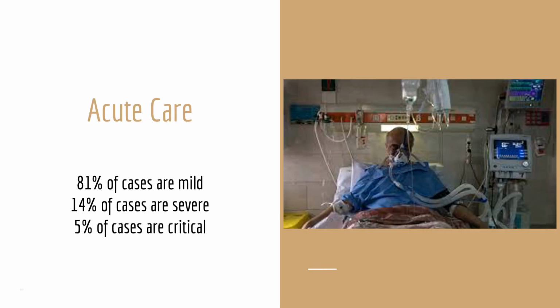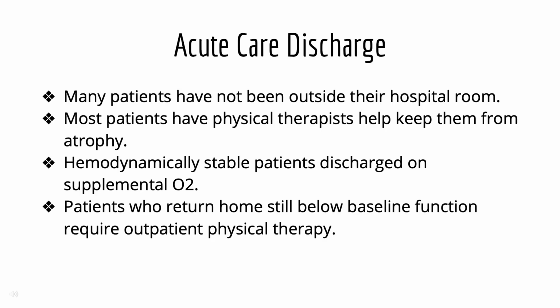With some of these symptoms being more severe than others, it can lead to hospitalization. For most acute care patients, they are just mild cases. Only 14% of cases are severe, and just 5% of cases are actually critical. While many of the acute care patients have not been able to leave their hospital room or bed during their stay, the majority of the patients have had physical therapists help to prevent atrophy while they're in the hospital.